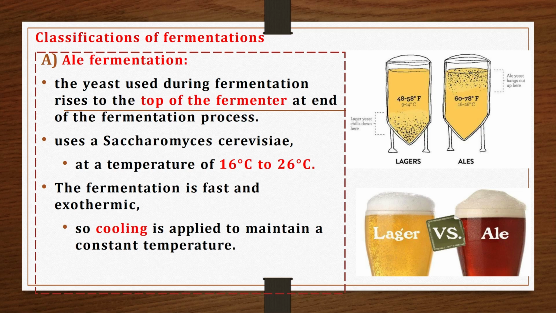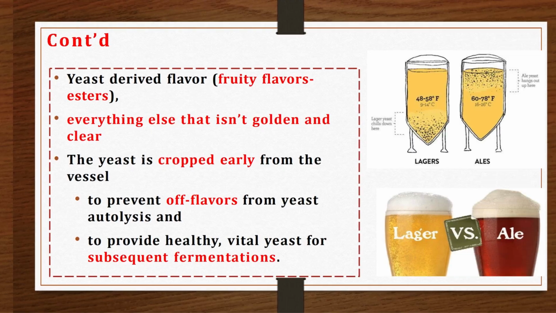The slide has a graphic comparing lagers and ales. It shows lager yeast at the bottom with a temperature range of 48-58°F or 9-14°C, and ale yeast at the top with a range of 60-78°F or 15-25°C, clearly illustrating the bottom fermenting and top fermenting concepts.